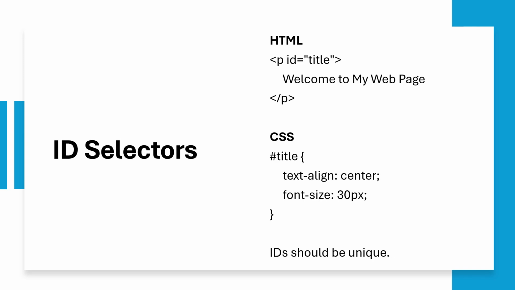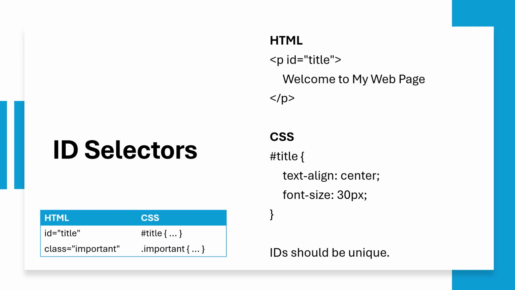An ID selector is similar to a class, but it's intended for a unique element on a page. In the HTML document, the ID attribute is assigned a name. In the style sheet, the ID selector begins with a pound sign or a hash symbol, followed by the same ID name. So, just like class, the name title appears in both the HTML and the style sheet. The difference is that the ID selector begins with a pound sign in the style sheet instead of a period. IDs are intended to identify a single unique element on a page.